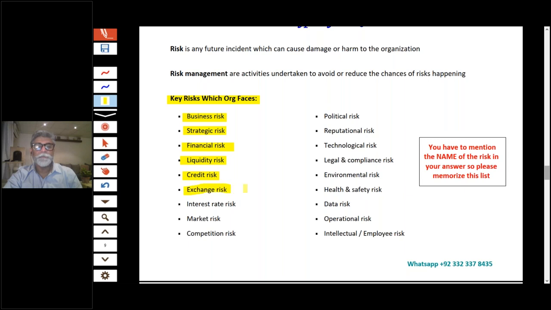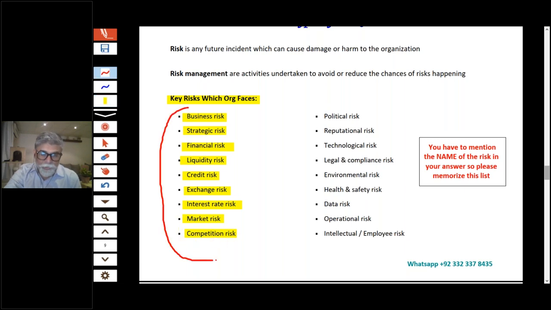Exchange risk, the risk that the foreign exchange rates move adversely, causing damage or losses to you. Interest rate risk, the risk that the interest rates move adversely, causing damage to you. Market risk is about share prices. Market risk means that the share prices, the equity markets, move adversely so that it causes damage to you. Competition risk, the risk that the competition will beat you and take away your market share. So you must get into the habit of guessing from the name.